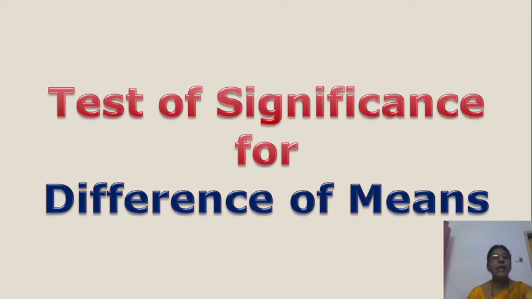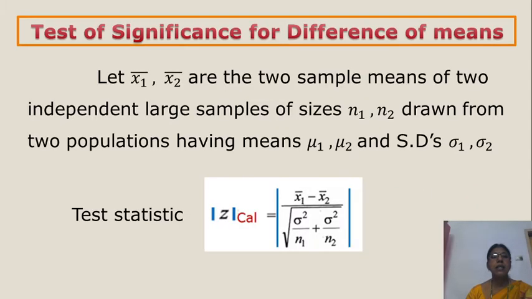Now our topic is test of significance for difference of means. In last classes we saw the test of significance for single mean, but this is the difference of means. We need minimum 2 means. Test of significance for difference of means. First we see the formula.